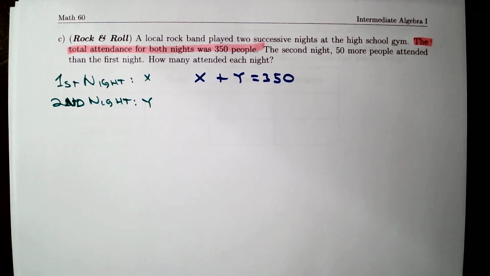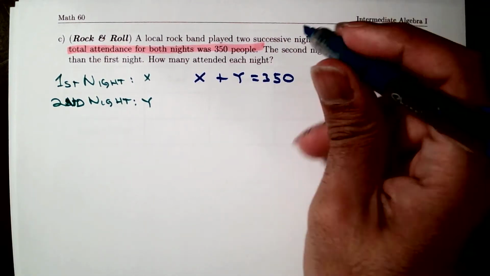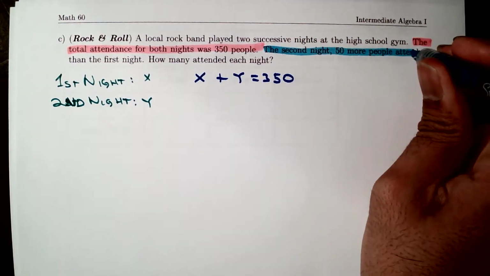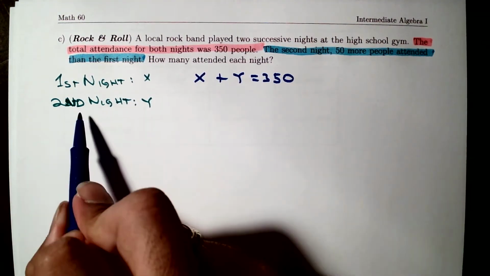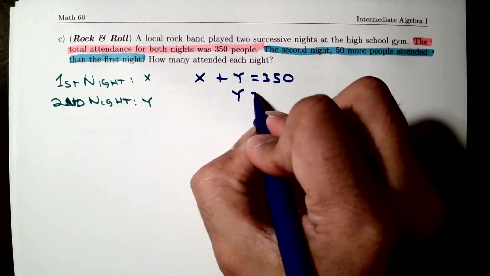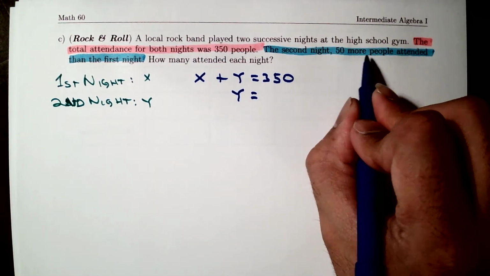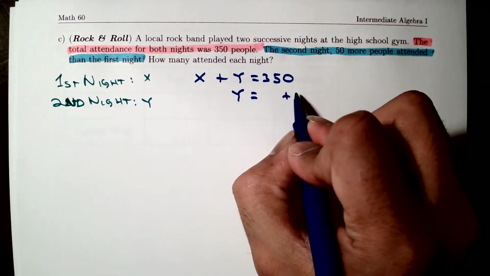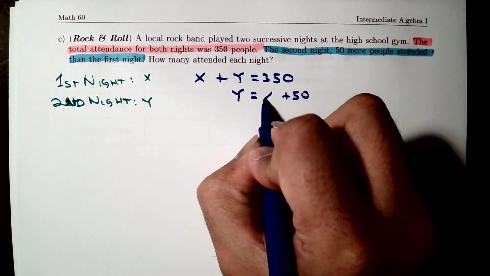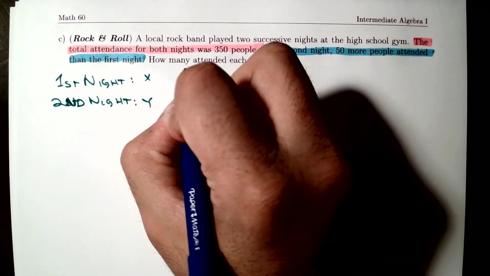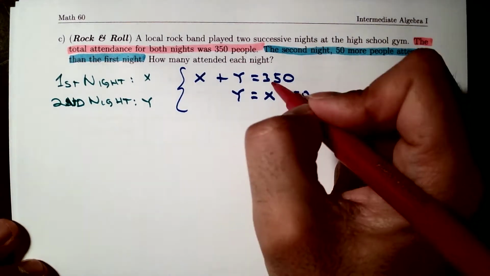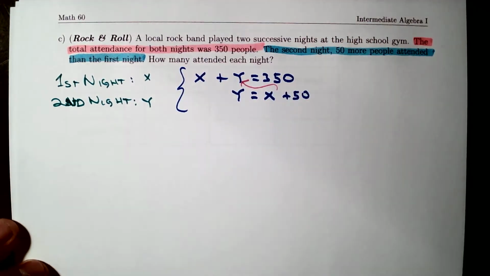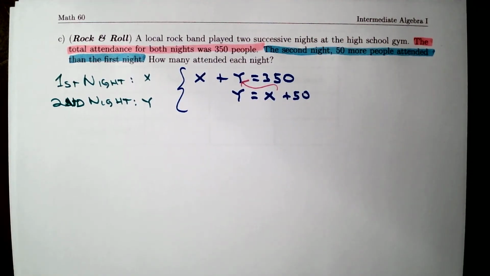Now, in the second night, 50 more people attended than the first one. That is, the second night, which is labeled by y, equals 50 more than the first. That's plus 50 from the first one, which is x. And in this case, you don't need to move the x to the other side, because over here you might want to just use the substitution method and solve this system of equations.